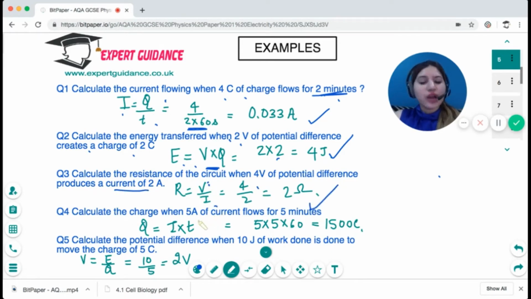Next is charge when 5 amp current flows for 5 minutes. Again, we need to convert 5 minutes into seconds, and charge is current times time. So that becomes 5 times 5 times 60, which is 1500 coulombs.